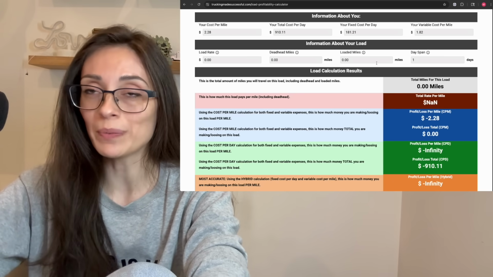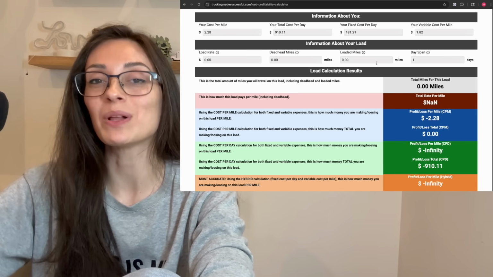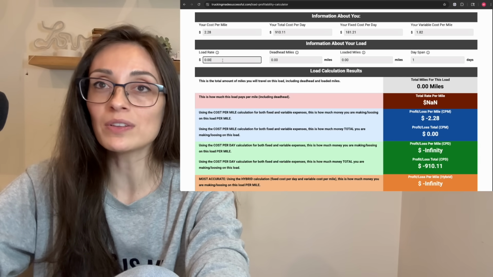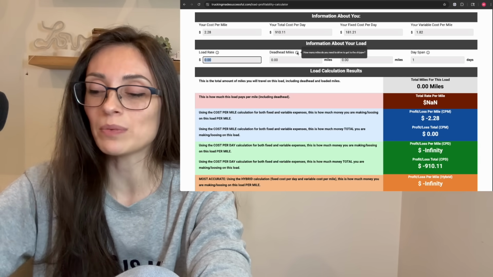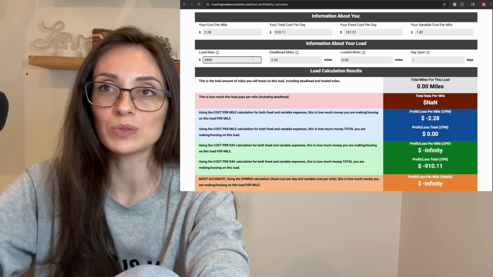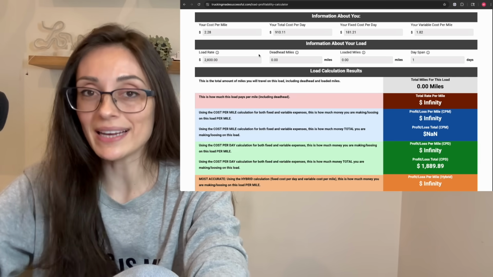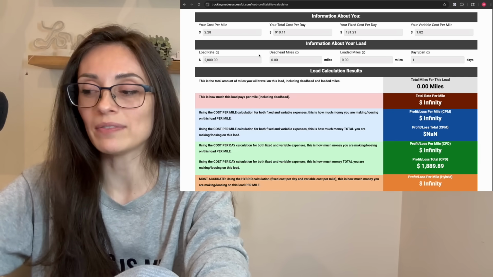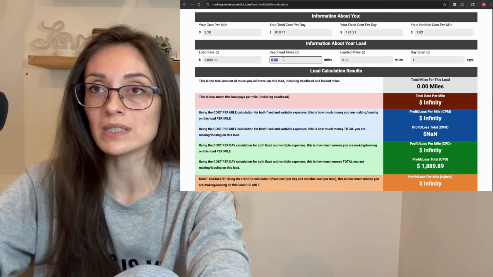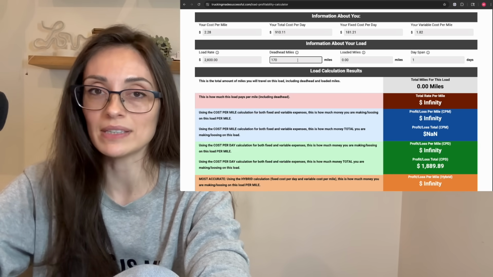All right, so once you enter in this information, what you need to do is, as you are looking to book a load, all you have to do is put in some load information. First of all, the load rate. How much does this load pay? So let's say it's $2,800. How many deadhead miles, right? How many miles do you have to drive in order to pick up this load? Let's say it's 170 miles.